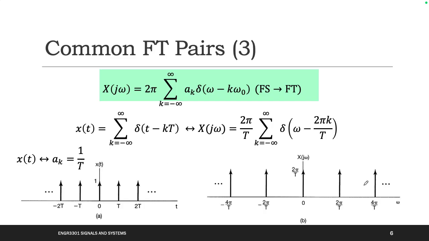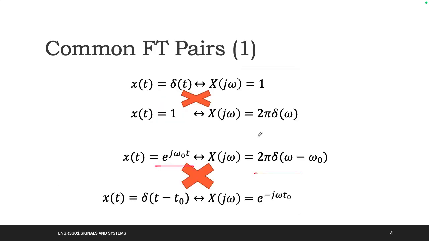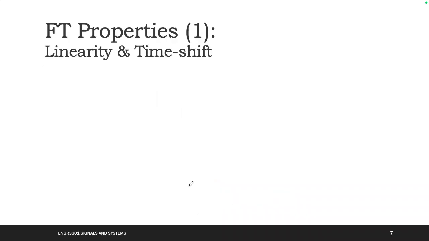Do you know why we want to talk about those common FT pairs, including those three? Similar to when we talked about some common FS pairs, it can help us find the FT of some complicated signals, and we combine them with some properties. Let's review the properties we talked about. We talked about linearity and time shift.